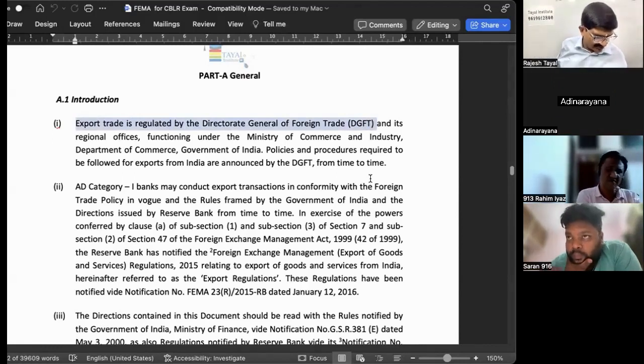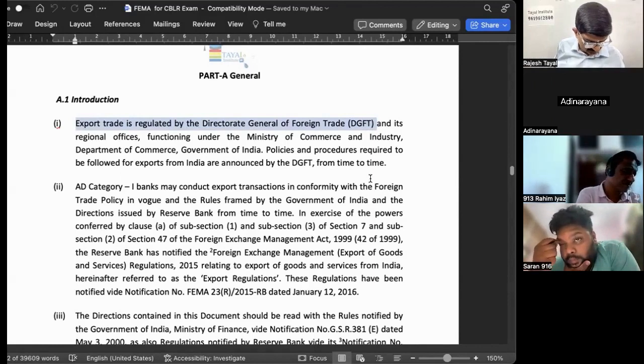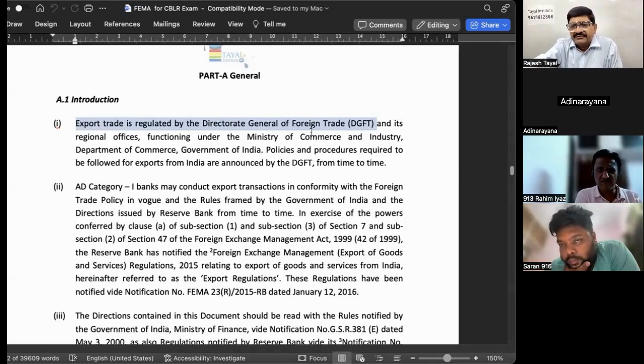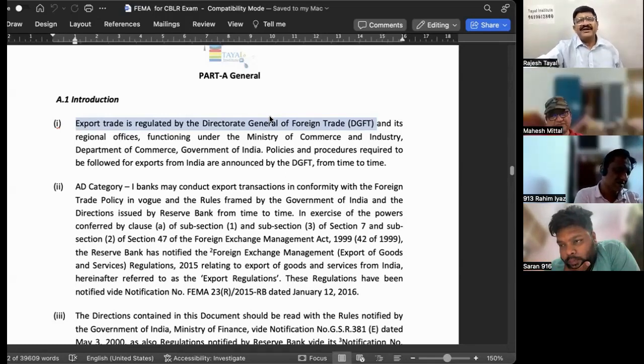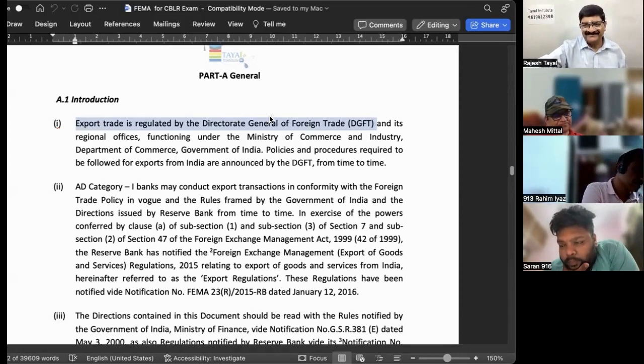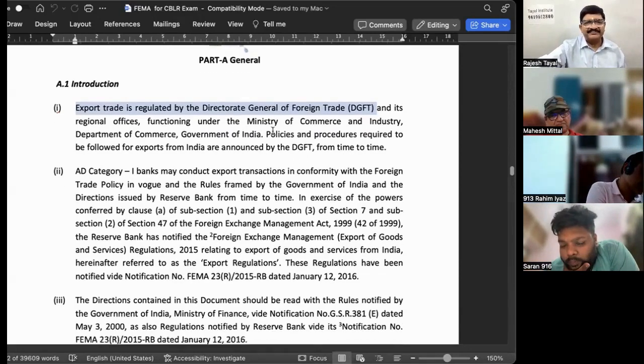Then what is the role of customs? If DGFT is regulating import export, then what is the role of customs? Levy and collection of duty on import and export of goods only. Okay, then, and its regional officers functioning under the Ministry of Commerce and Industry, Department of Commerce, Government, and policies and procedures required to be followed.